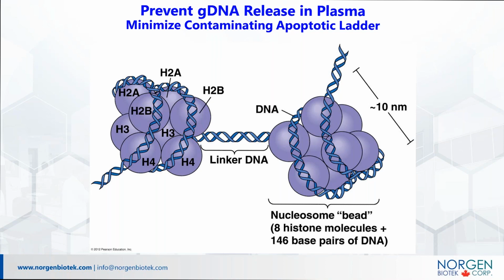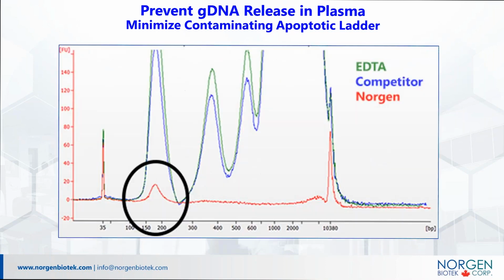So when we shipped it and received it back, and we isolated the DNA, you can see that Norgen only is showing the cell-free DNA peak around the 140 to 180 base pairs without any genomic DNA contamination. So this flat line means that there is no genomic DNA contamination or large molecular weight DNA.